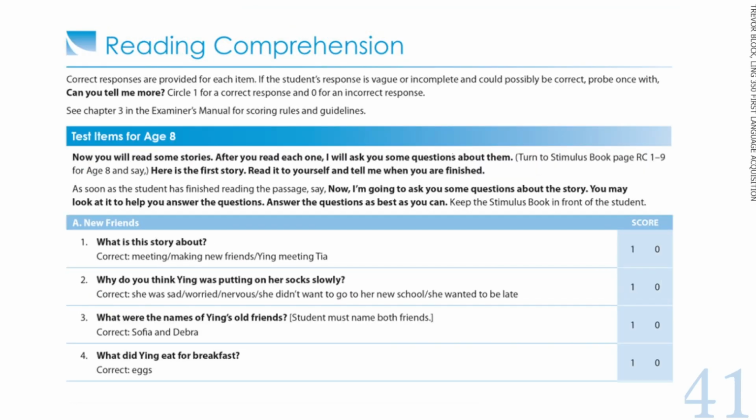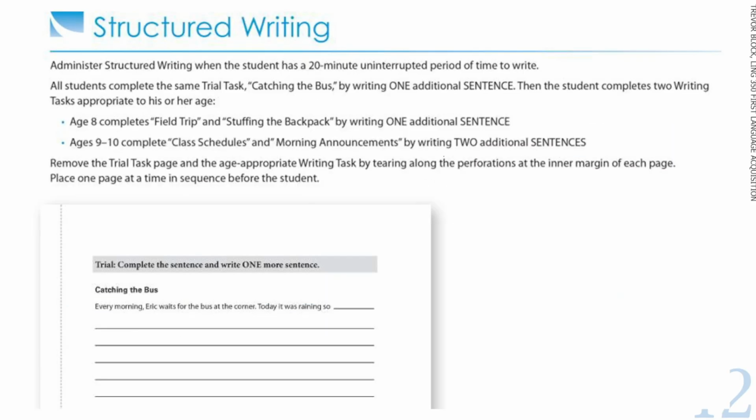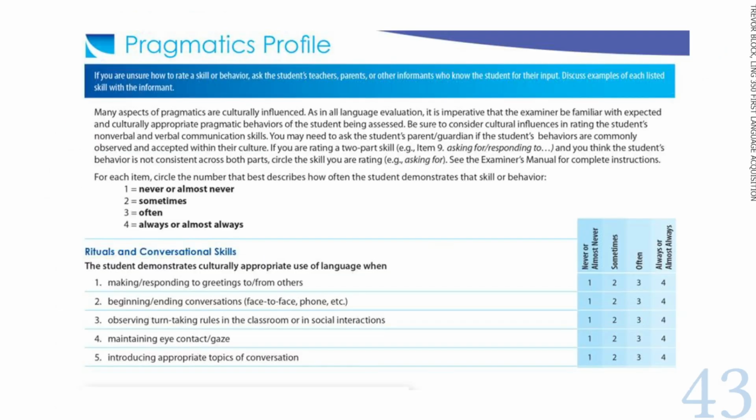Reading comprehension. This is like the spoken one, but now they're looking at, whether child or teenager, so age 8 in this example, reading a story and answering questions about it. Maybe there's some structured writing too. This is either completing the sentence and adding another sentence, or completing a sentence and adding 2 more. So it's not full essay writing. It's just a quick prompt: finish what you see, and then expand on it.